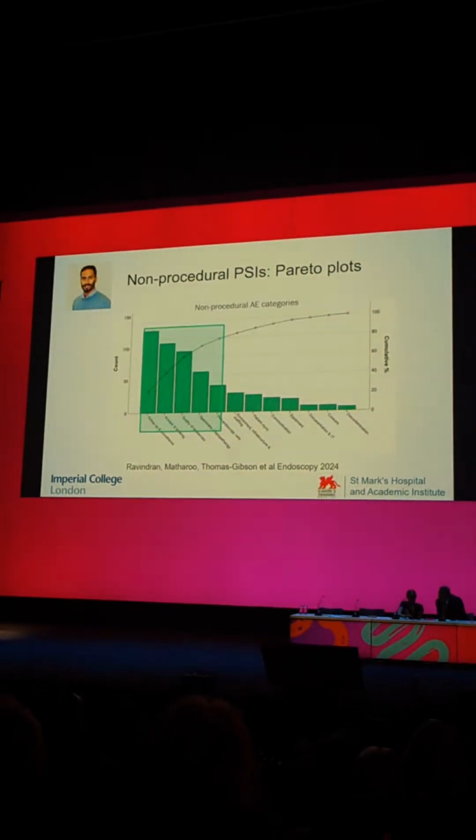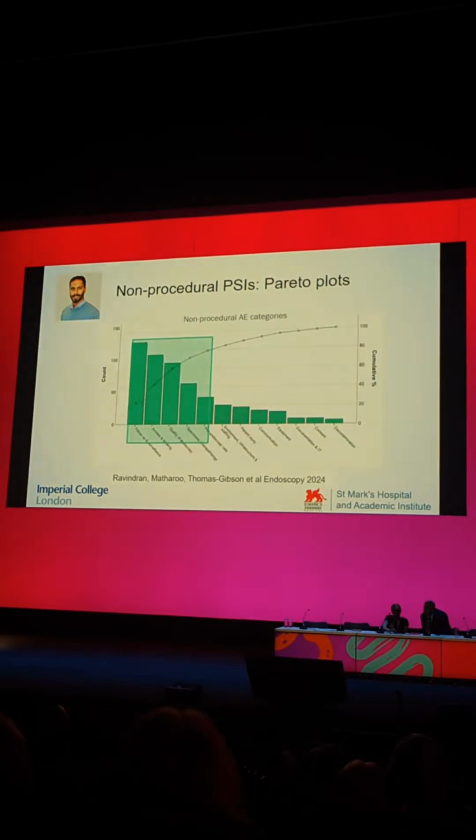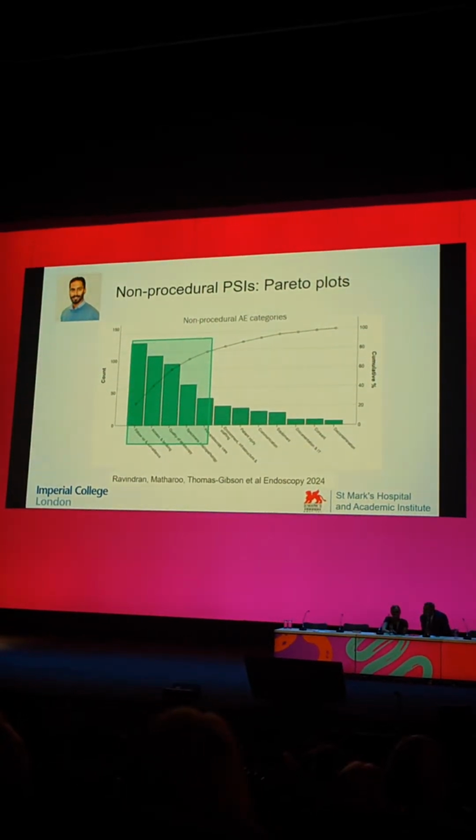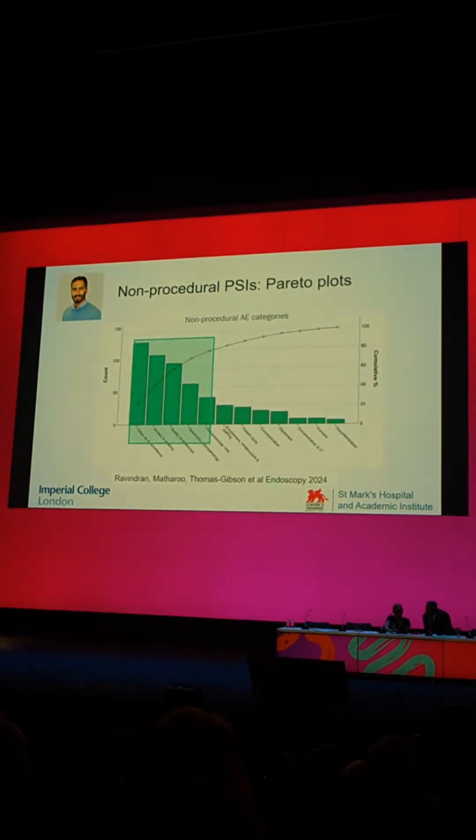And when we look at these in further detail through this Pareto plot, some of the things that you may not think are important, things like surveillance, managing histology, these are the things that were represented in this national database.